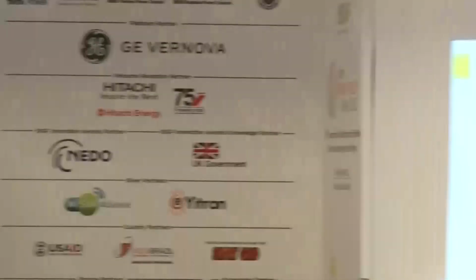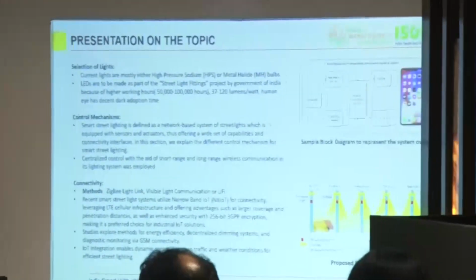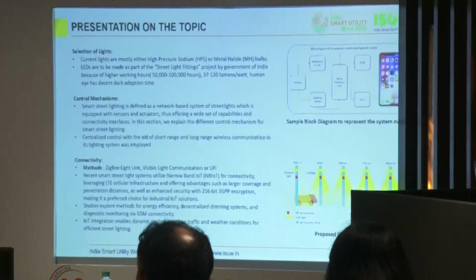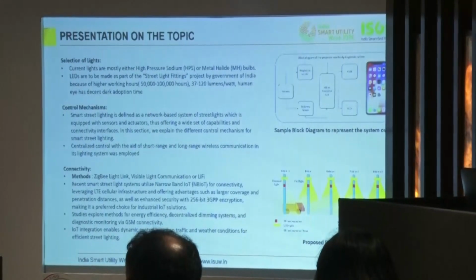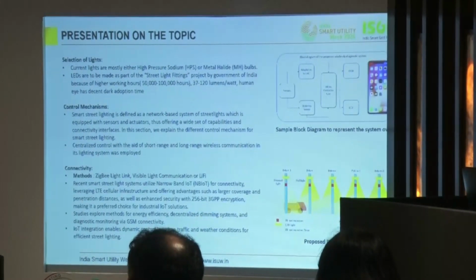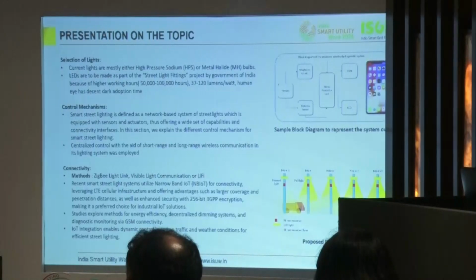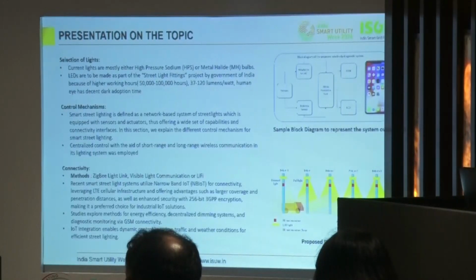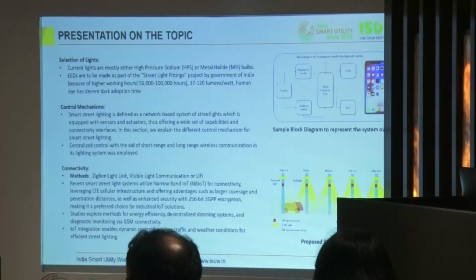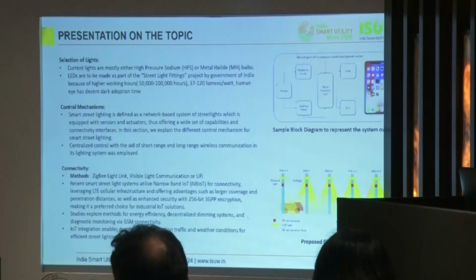And coming to the main part of what a street light does and what a smart street light is. Before we get into that topic, we need to cover three important aspects, which is the selection of light. As I mentioned earlier, these are the different types of street lights which are currently being used, which is the high pressure sodium and metal halide bulbs and etc. And if you look at the working hours of LED light, it pretty much covers the entire life cycle of a street light.